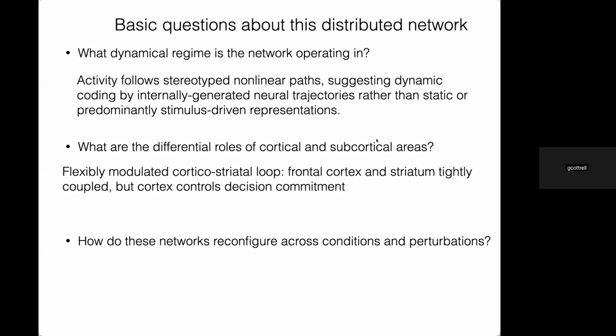We also see that, rather than cortex and subcortex doing very different things, it looks like the basic unit in our tasks is this flexibly modulated corticostriatal loop. They're mostly pretty tightly coupled, but cortex seems to be taking the lead in deciding when you actually make the decision.